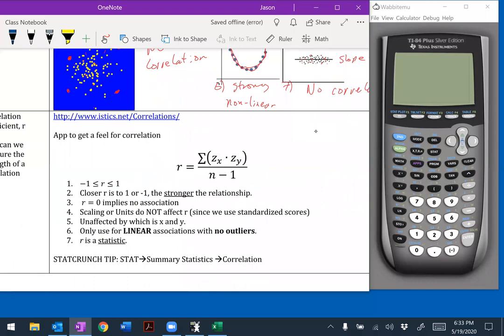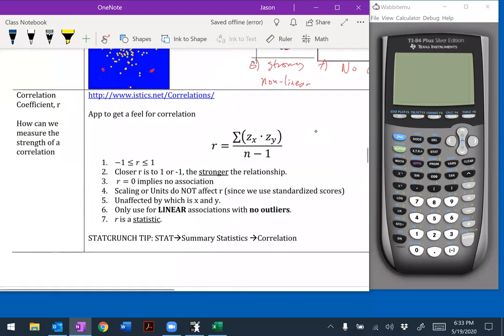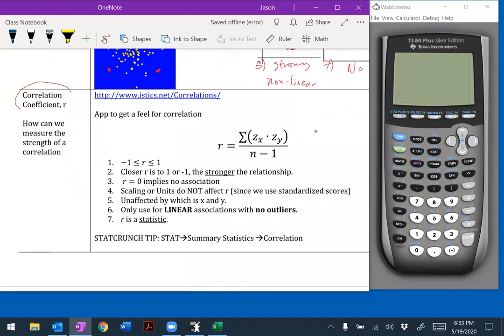Okay, let's talk about the correlation coefficient. R, the correlation coefficient, is a measurement of how strong or how weak the relationship is for linear. This only works for linear associations, linear correlations. And this is how it's computed. I'm not going to get into the computation. I'm going to let the calculator handle that for me.